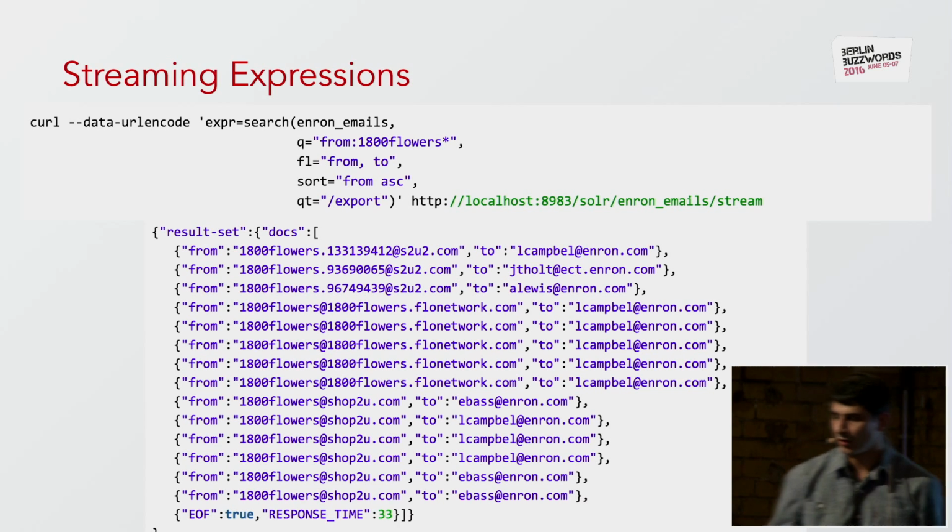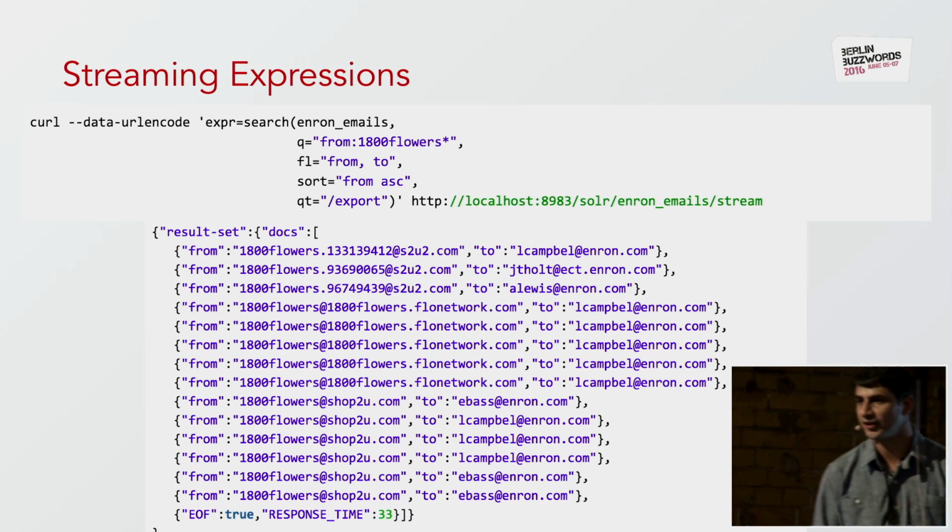So this is an example of a streaming expression. Again, we are looking at the Enron emails dataset.